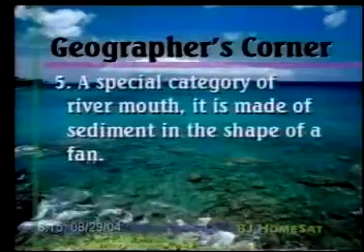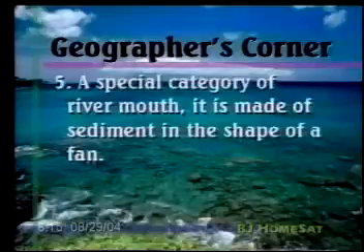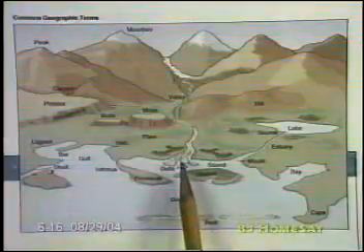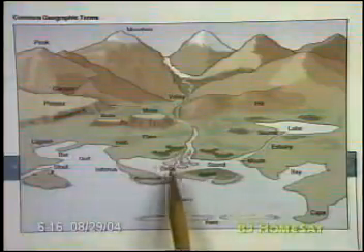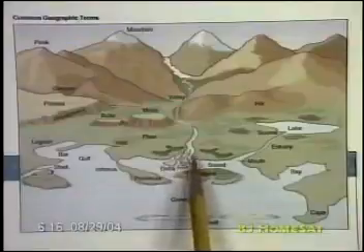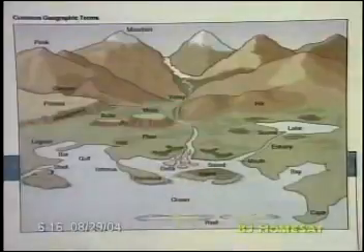Number 5, a special category of river mouth. It is made of sediment in the shape of a fan. This is one you've probably heard about for years, and that is the delta. You can see how the river fans out here at the delta.